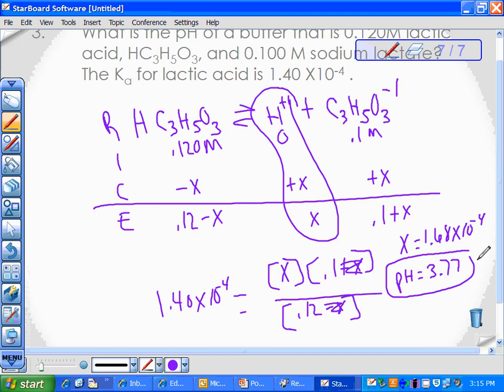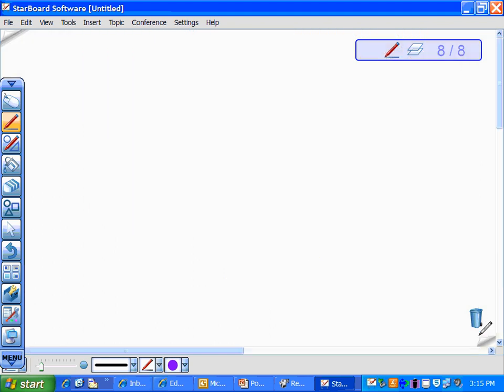So you'll know it's a buffer if it is a weak acid and its salt, or a weak base and its salt. So this one was a buffer, and the one before was a buffer. Now I want to show you something that's not a buffer.